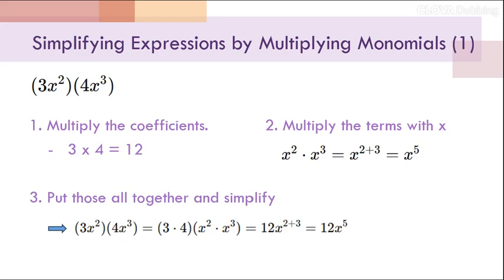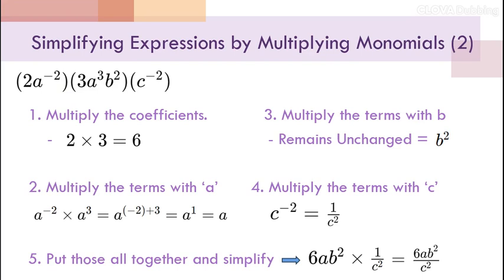Next, multiply the variables. When multiplying terms with the same base, we add their exponents. Therefore, x^2 times x^3 will be calculated as x^(2+3), which is x^5. Finally, combine everything. The simplified result is 12x^5. This demonstrates how straightforward it can be to handle monomial multiplication when we apply the properties of exponents step by step. Let's tackle another example to reinforce the concept.